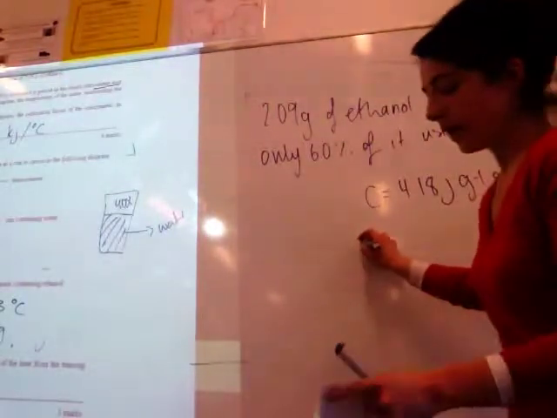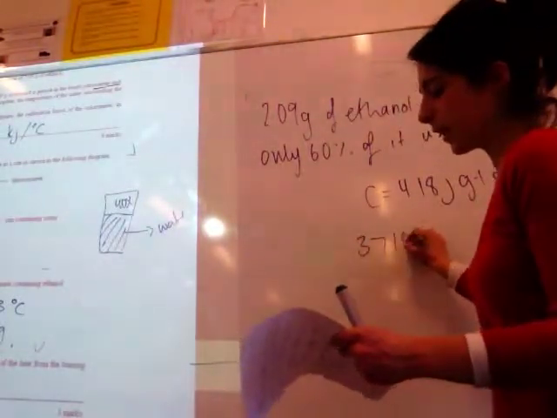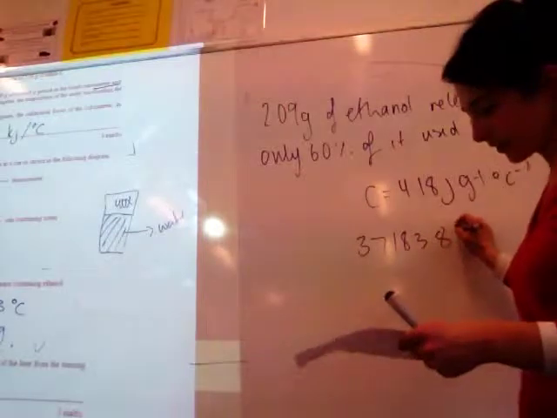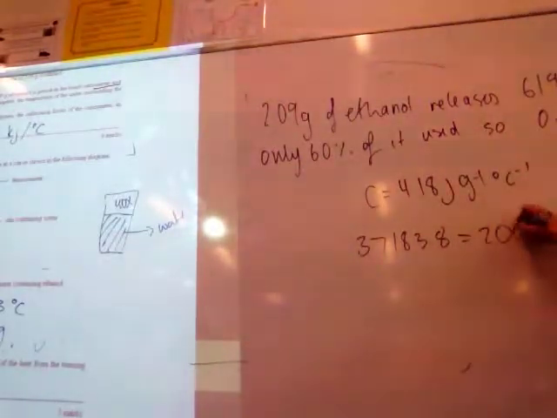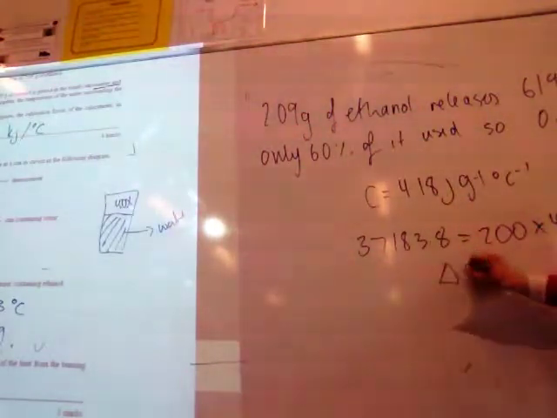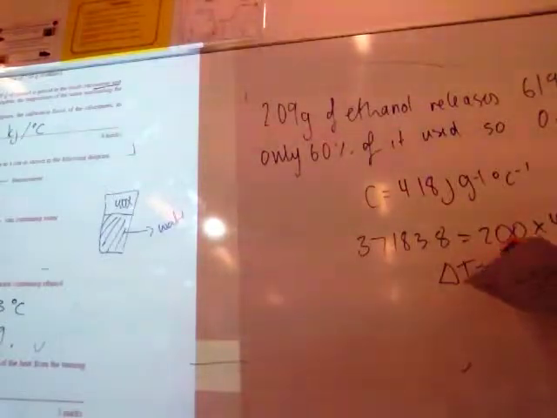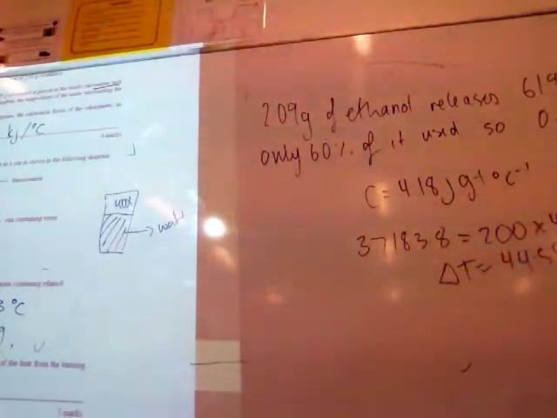Okay, so it should be 37183.8 equals 200 times 4.18 times delta T. Delta T should be 44.5. Did we answer the question? Why did I get 4.4?